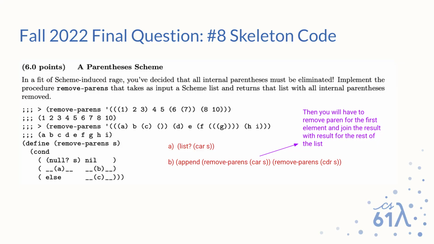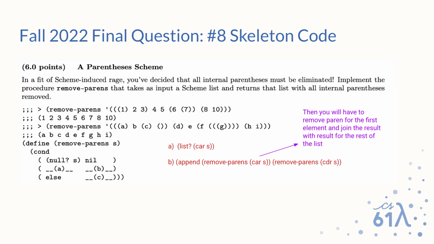Then we want to join that with the result of calling remove parents on the footer of S. So that would be saying, once we remove all the parentheses from this guy and all the parentheses from the rest, that's what we're going to want to return, all joined together. Are there any questions on that?